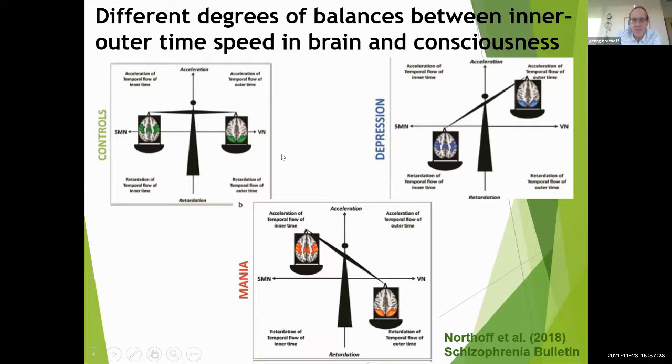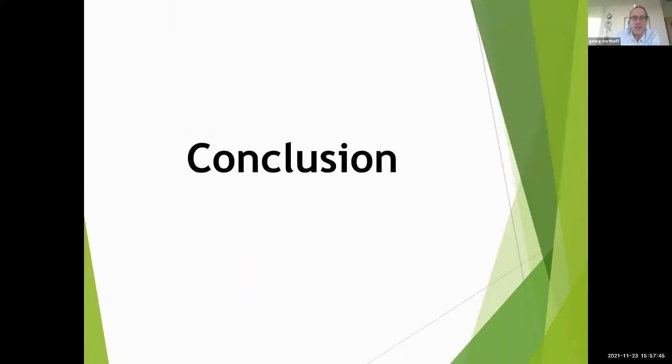And in mania, you saw the opposite. Visual network neuronal variability is slow, meaning they perceive the environment as too slow, whereas the inner time speed, neuronal variability in somatomotor network, was way too fast. So you have disbalances, and that's why we titled the paper "too slow, too fast."